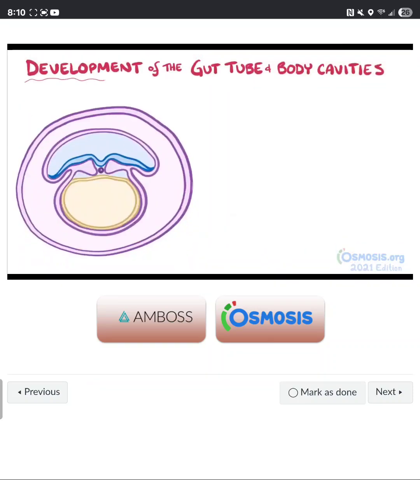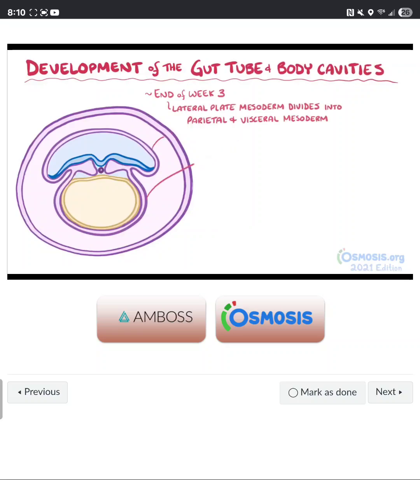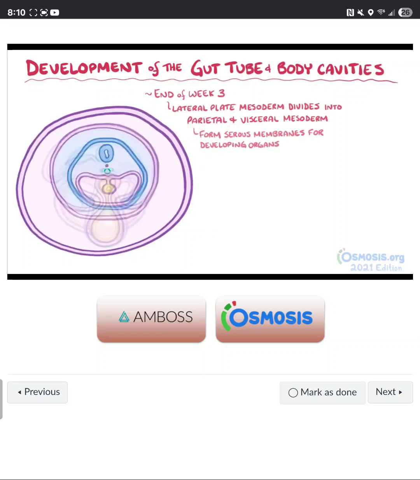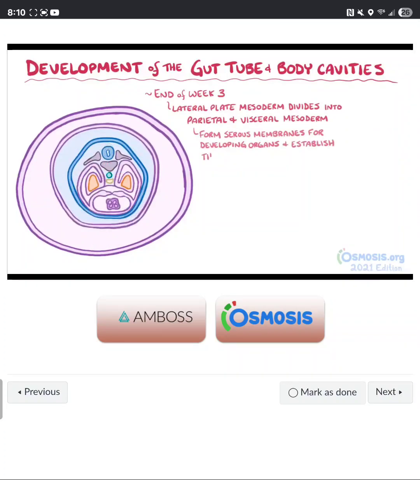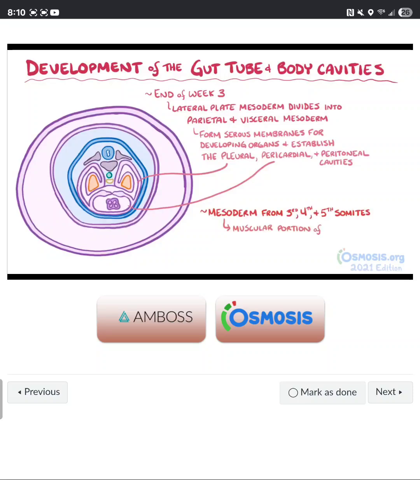Alright, as a quick recap. By the end of week 3, the lateral plate mesoderm divides into parietal and visceral mesoderm, and they form the serous membranes for the developing organs. It also established the pleural, pericardial, and peritoneal cavities. Finally, mesoderm from the third, fourth, and fifth somites help give rise to the muscular portion of the diaphragm.